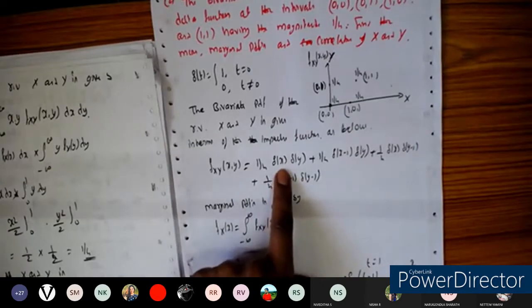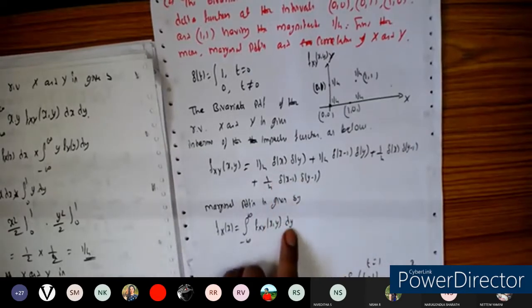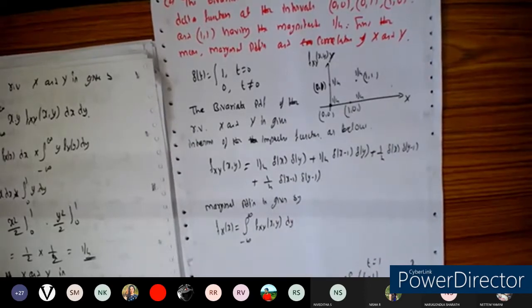Here delta of x will be treated as a constant, since we are going to integrate with respect to dy. Do it and tell me the answer, what you will get here.